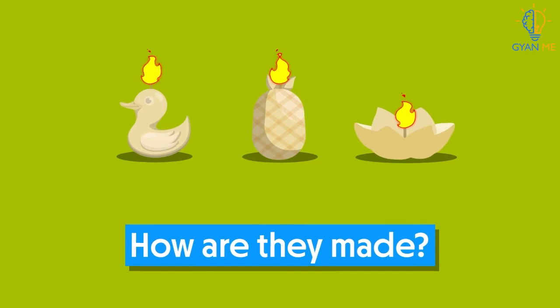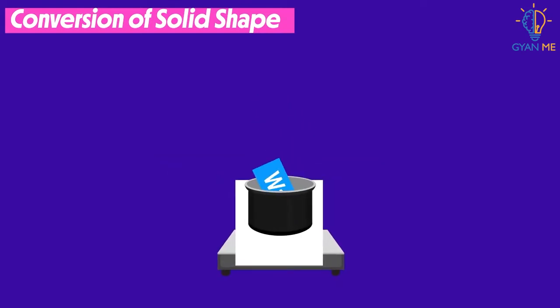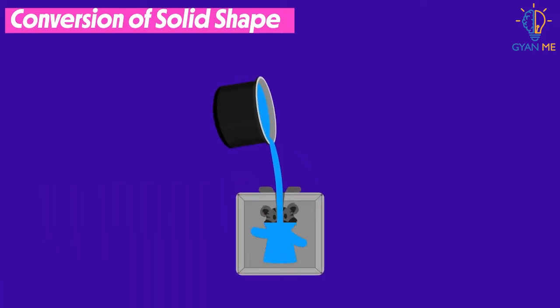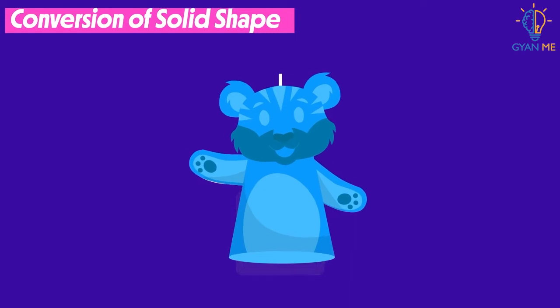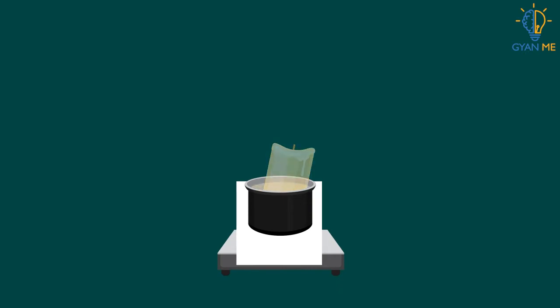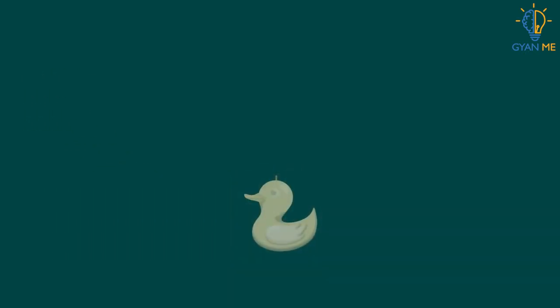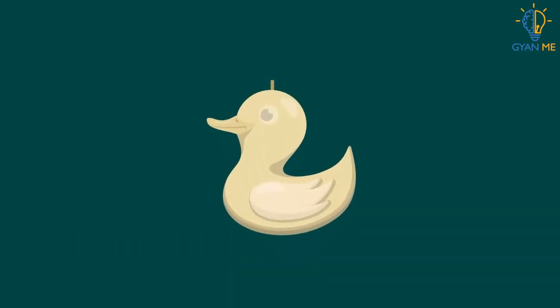How are they made? If you want a candle of any special shape, you will have to heat the wax in a metal container till it becomes completely liquid. Then you will have to pour it into another container which has the special shape that you want. For example, take a candle in the shape of a solid cylinder, melt it and pour the whole of the molten wax into another container shaped like a duck. On cooling, you will obtain a candle in the shape of the duck.